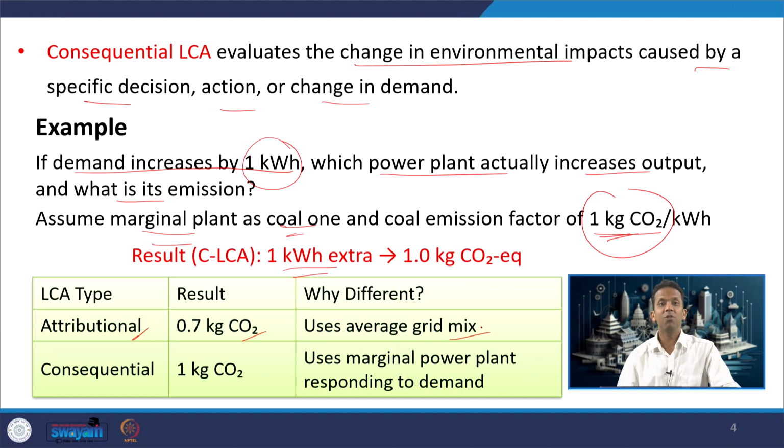So if we have to summarize it, for attributional LCA the result was 0.7 kg CO2, and it was because it used the average grid mix, which was the current situation. But consequential LCA is for the future situation. Suppose demand increases by 1 kilowatt hour, and if that is satisfied by the marginal power plant responding to the demand, the emission would be different. It is 1 kg CO2, which is on the higher side. Okay, so those were the two types of LCA approaches.